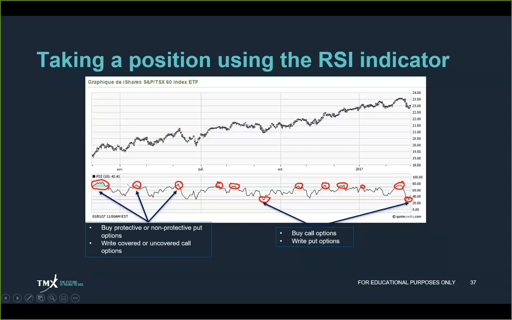So during overbought conditions, buy protective puts or buy puts to take a bearish stance, or write covered or uncovered call options. When you're in that oversold, buy call options or sell put options to capitalize on the oversold conditions and the likelihood of the stock actually turning and moving higher from there.